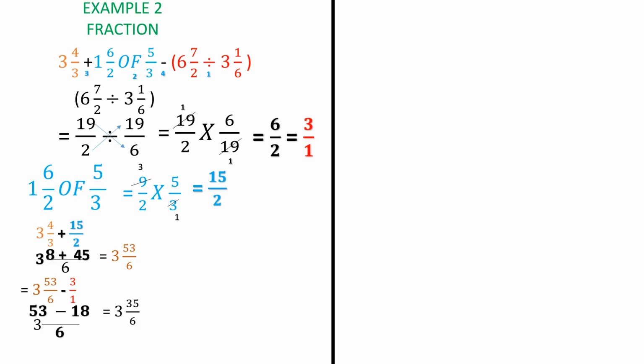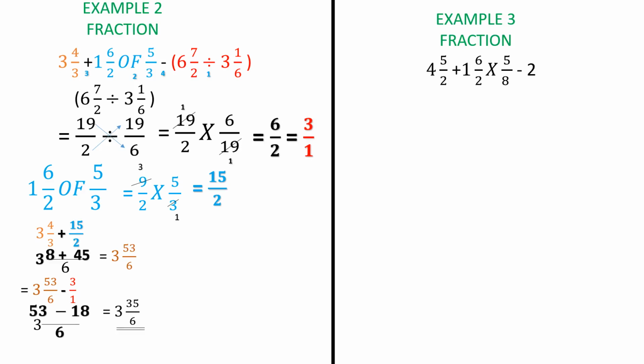Let us go now to example number 3, which is still going to be on the fraction. Example 3, still on fraction. We have 4 whole number 5 over 2 plus 1 whole number 6 over 2 times 5 divided by 8 minus 2. So here we have to still apply the rule of BODMAS.